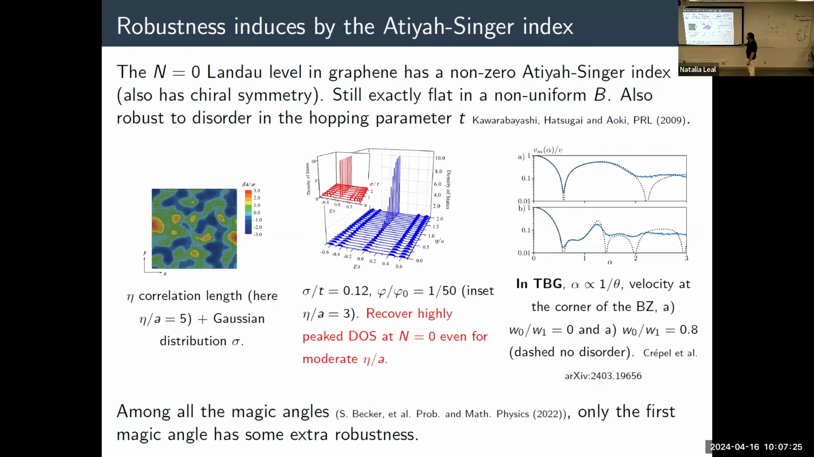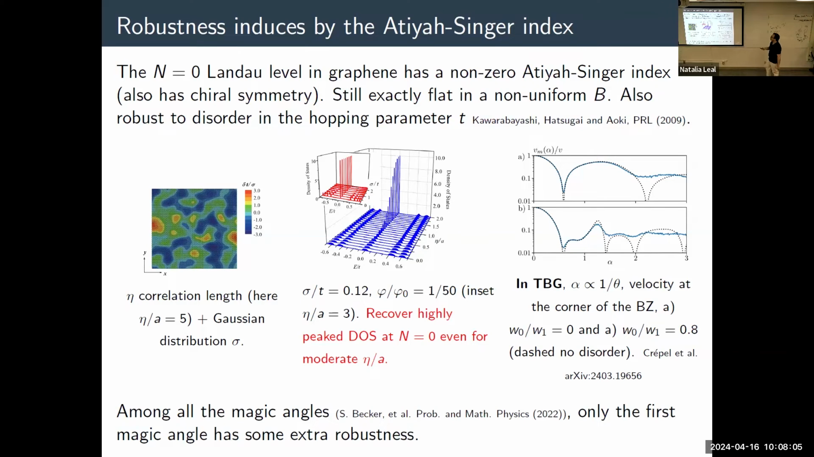Basically, what people did was to look at graphene in a magnetic field and put some disorder in the coupling between the atoms of graphene, and they take some correlated disorder with the correlation length beta. And as long as the correlation length is a bit larger than the typical distance between the atoms of graphene, you can show the following result. Namely, if you look at the density of states of your electron in graphene in a magnetic field, of course you have a broadening of each Landau level except the Landau level at zero energy.